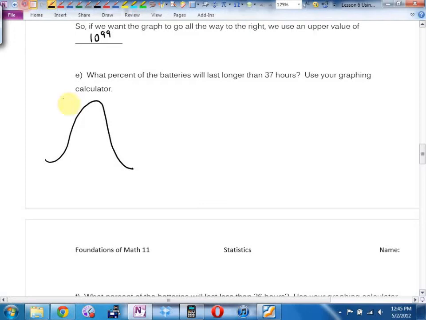Nicole, what goes in the middle? What was the mean? Where's the 37 hours going to go? To the left or to the right? Over here somewhere, 37 hours. Yoink. Do I want to color in the area to the right of 37 or to the left of 37? To the right?